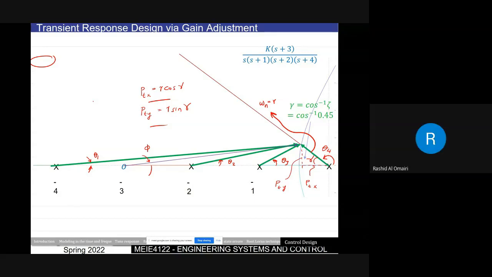Yes, دكتور موجود. Yeah, so I want you to do this. Calculate theta 1, theta 2, theta 3, theta 4, and phi, and then add them up to check whether it is 180 ولا لا. If it is not 180, change R. So you'll keep changing R till you get the right angle, which is 180.